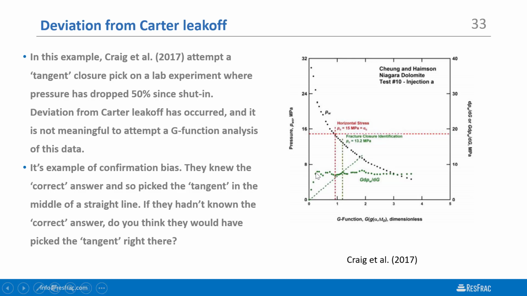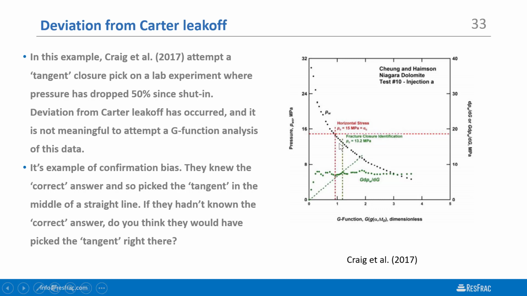Again, I suspect that if you didn't know that the correct answer was 15, you might have picked closure here, because that at least is in fact a tangent to the curve, or you might have drawn it out here and said, well, it never closed. I don't think that if you didn't already know that the answer is supposed to be 15, you would pick the tangent to the curve in the middle of this flat line. But that's what the authors have done.